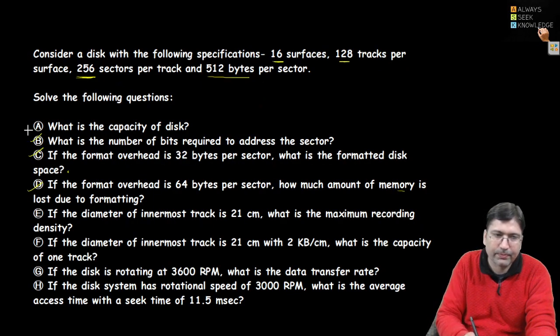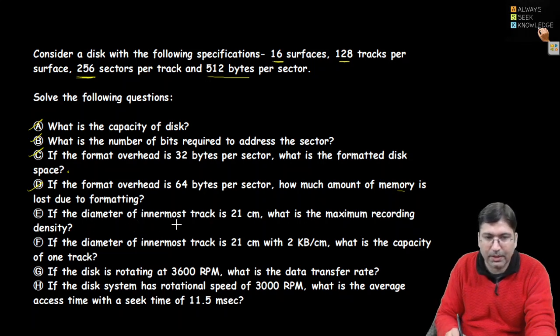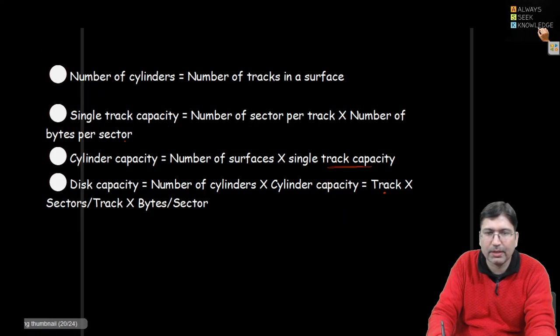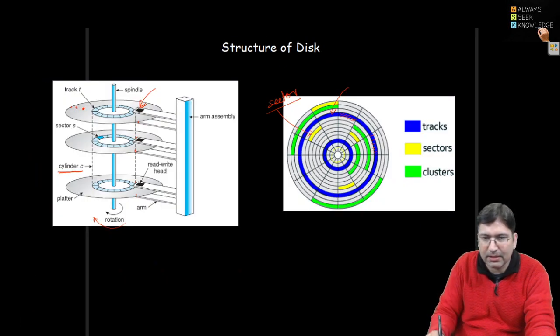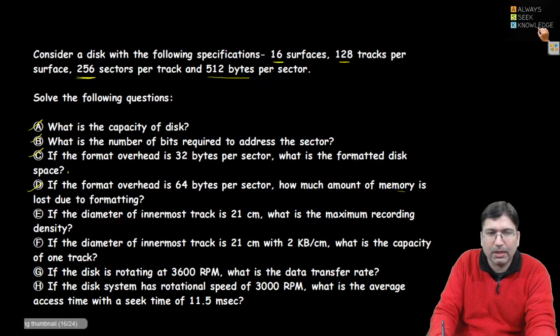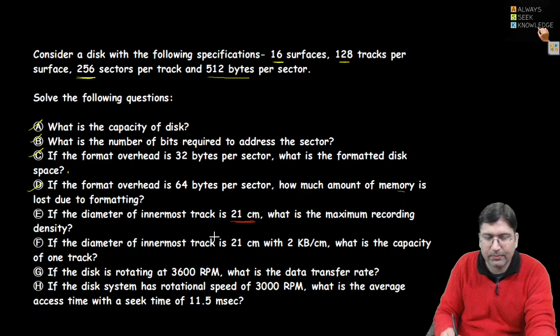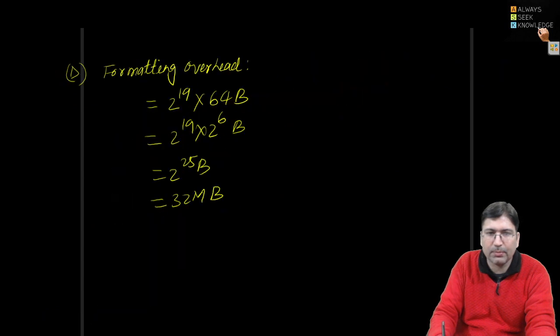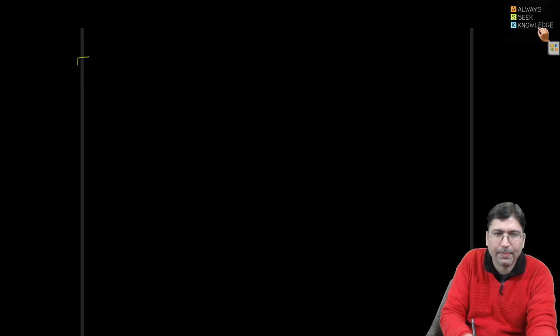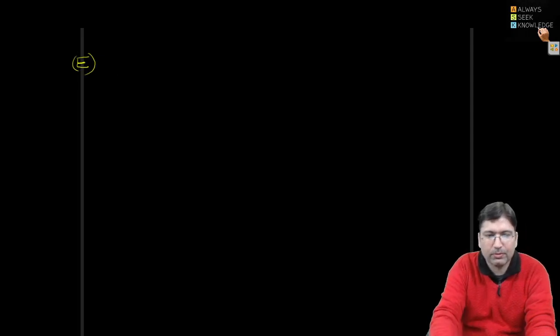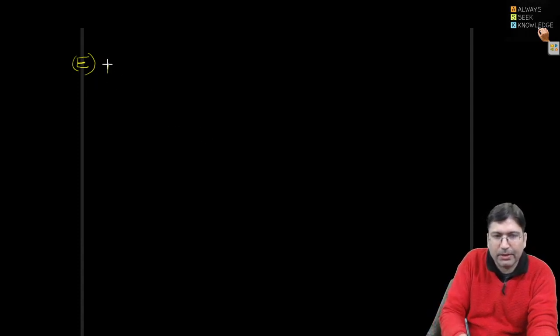Now let's look at the E part. If the diameter of the innermost track is 21 centimeter. Innermost track means, if you look here, this track, which is innermost. So they are talking about the diameter of the innermost track, given as 21 centimeter. That means radius is 21 divided by 2. What is the maximum recording density? Recording density we need to calculate per centimeter. So maximum recording density we need to calculate in this.